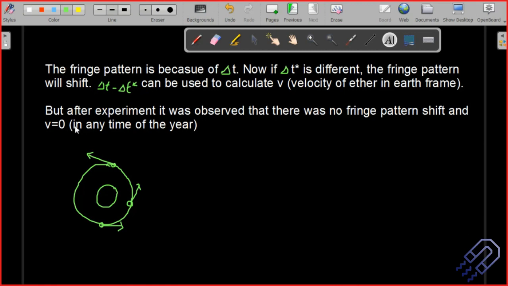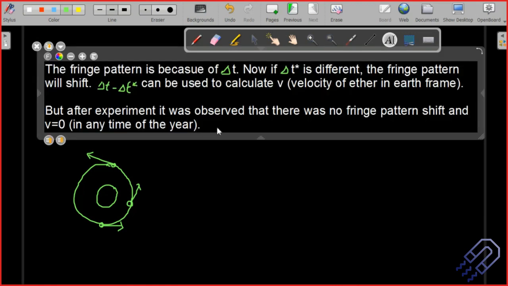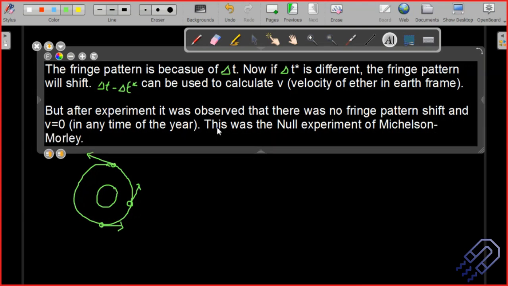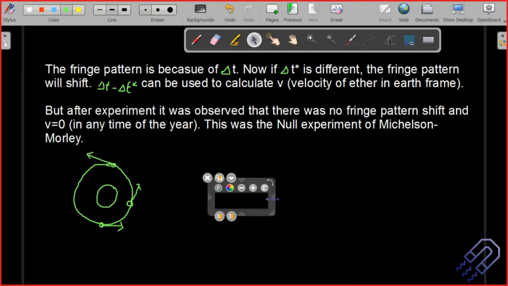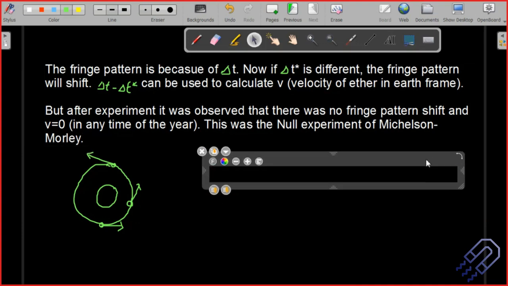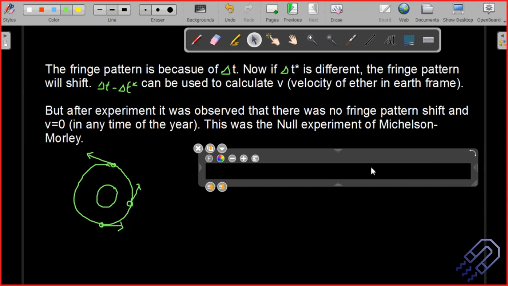Okay, so the concluding lines for this, there's a lot of theory here. This was the null experiment of Michelson Morley. Why null? Because it didn't give a result which they were expecting, and that's the reason that this gives you the idea that the speed of light is not going to change.